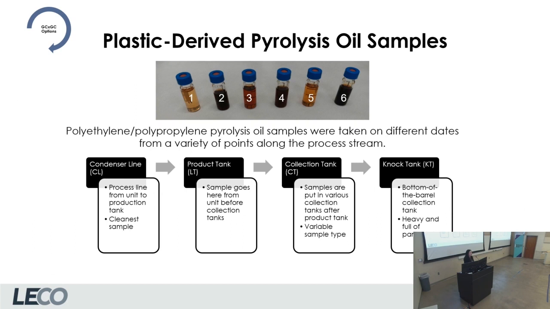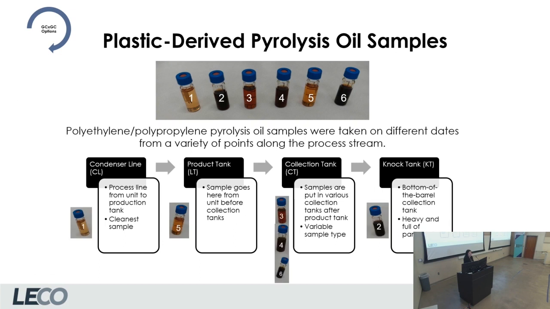And so you can see the different coloration, it's all the same process, supposedly from the same feedstock, just at different points in the production line. And so whether it's a condenser line, or a product tank, a collection tank, or the knock tank at the bottom, you have kind of different fractions of what was collected. But there shouldn't have been so much variation between those things at different points in the process. They were pretty surprised at the color variation, the viscosity problems they were getting, and some of the density measurements they were doing on these particular samples.